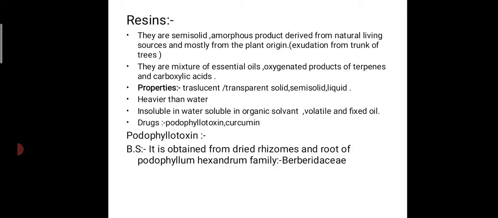Okay. Then these are a mixture of essential oil, oxygenated products of terpenes and carboxylic acid. Means they contain essential oil, also oxygenated products of terpene and carboxylic acid category. Then which drugs do we see in this? That is podophyllotoxin and curcumin. Podophyllotoxin is obtained from dried rhizomes and roots of Podophyllum hexandrum, belonging to family Berberidaceae.